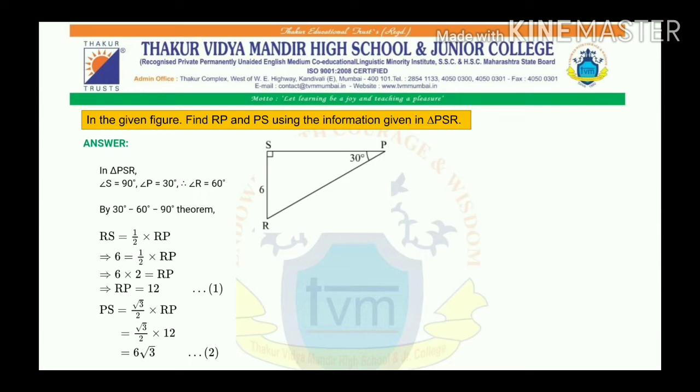As we know that PS is root 3 upon 2 times of RP, as it is the side opposite to 60 degree angle. According to 30, 60, 90 degree triangle, the side opposite to 60 degree angle is root 3 upon 2 times of hypotenuse, that is RP. So root 3 upon 2 into 12 will give you 6 root 3, and that is your answer.